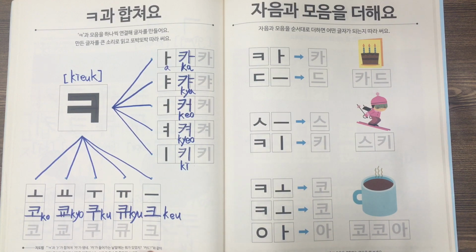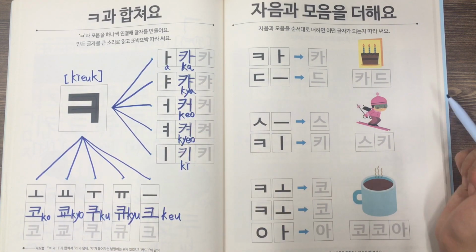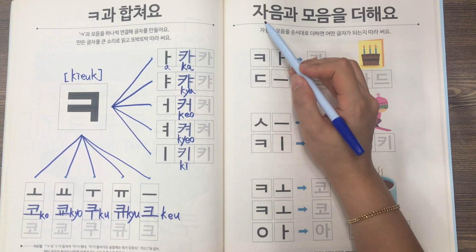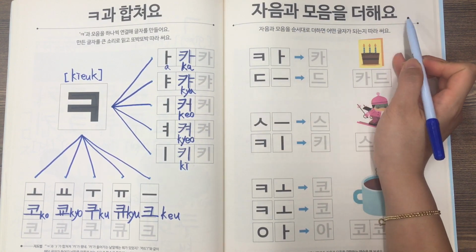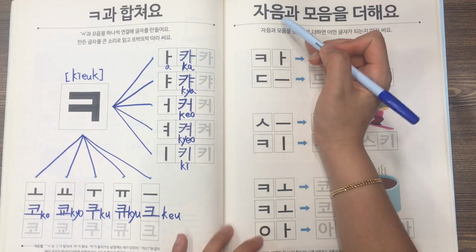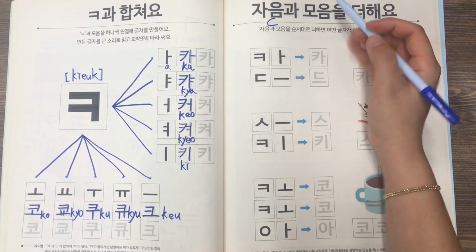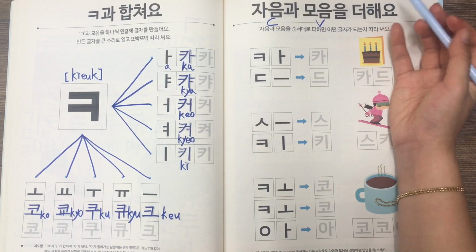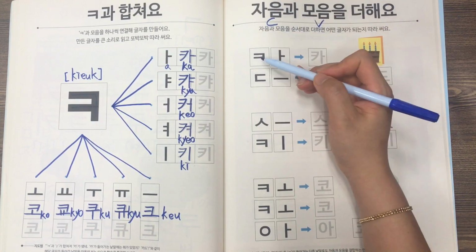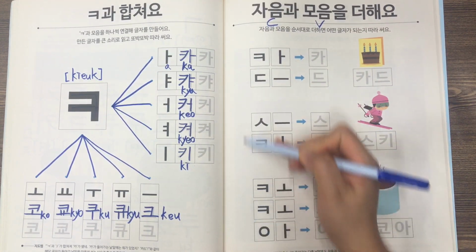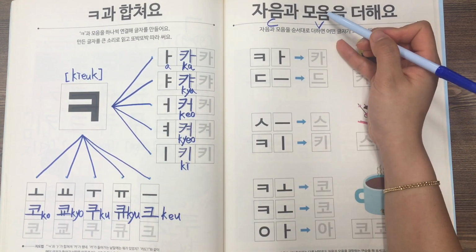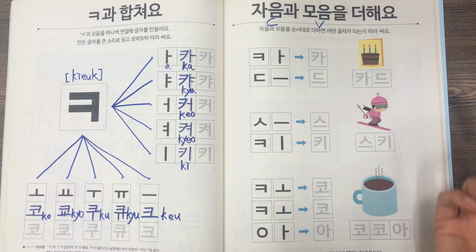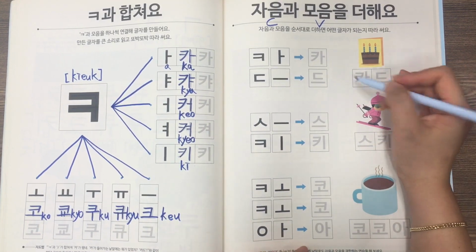Right? Then let's have a look at this page. So, the headline is 자음과 모음을 더해요. So, 자음 means consonants and 모음 means vowels, okay? These are 자음 and these are 모음, vowels. So, let's have a look at the first one.